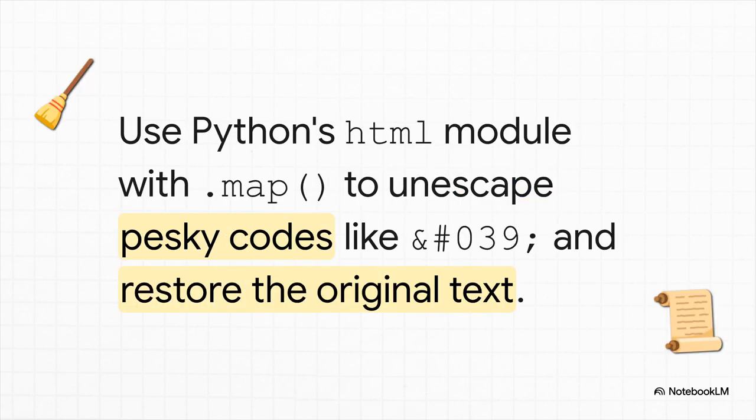All right, one last little piece of basic cleaning. Remember those weird ampersand codes we saw? Well, that's just an HTML code for an apostrophe. We can use Python's built-in HTML module and, you guessed it, the .map method to just sweep through all the reviews and convert those codes back into normal characters.